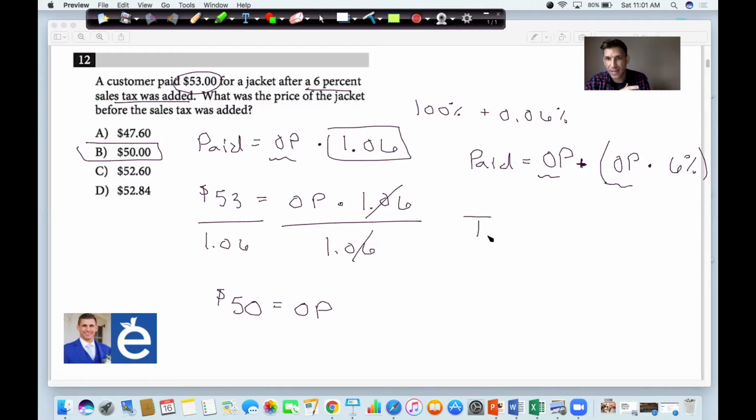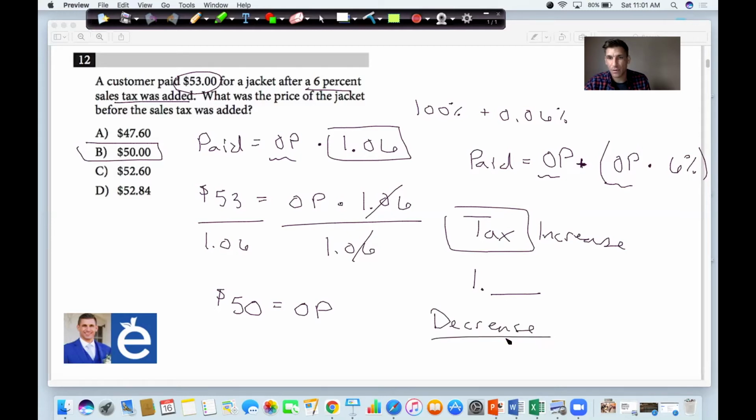Whenever you see the word tax, or some sort of percentage increase, your easy way of doing this is do 1 point percentage increase, okay? Whenever you see a percentage decrease or some sort of discount, you do the original price times your percentage remaining. Now, percentage remaining is, let's say it's a 30% discount, right? Then you have 70% remaining. That's what I'm referring to. Okay. And I'll do another problem that looks like that as well. So that way you guys can see both sides of it.